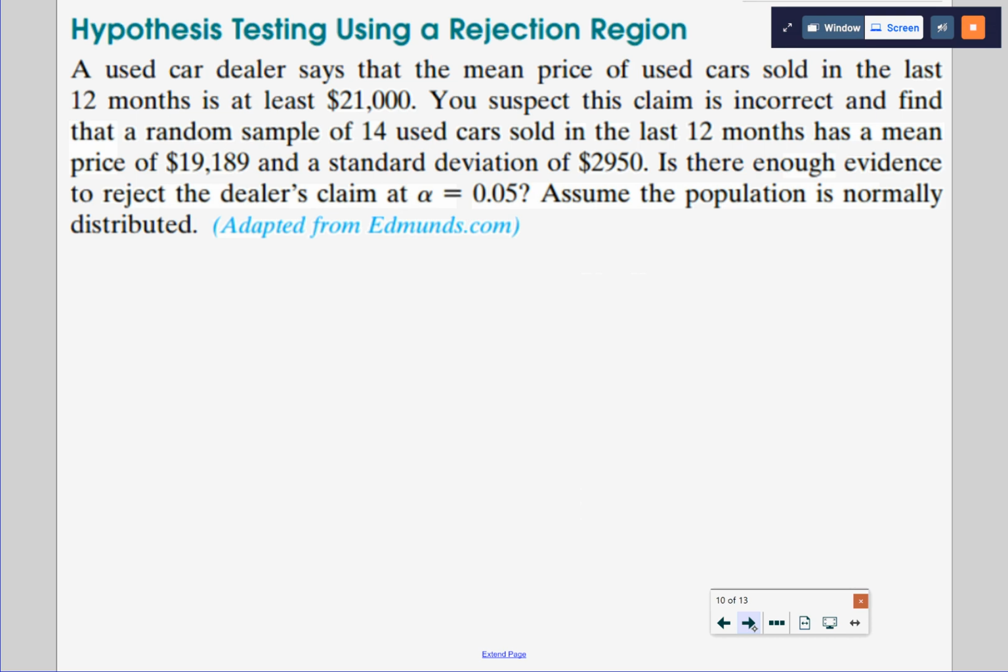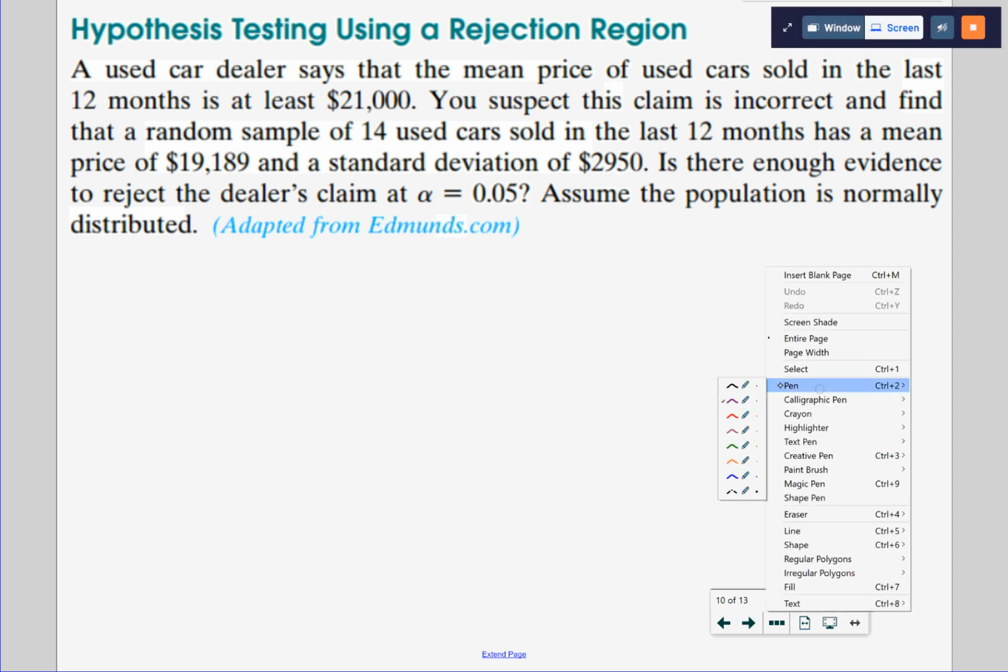A used car dealer says that the mean price of used cars sold in the last 12 months is at least $21,000. You suspect this claim is incorrect and find that a random sample of 14 used cars sold in the last 12 months has a mean of $19,189 and a standard deviation of 2,950. Is there enough evidence to reject the dealer's claim at a level of significance of 0.05? Assume the population is normally distributed.